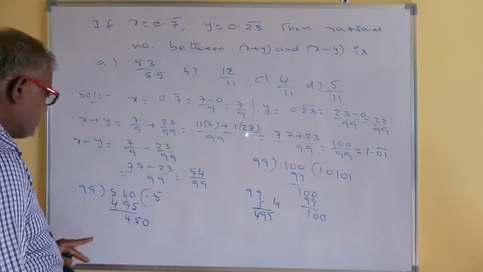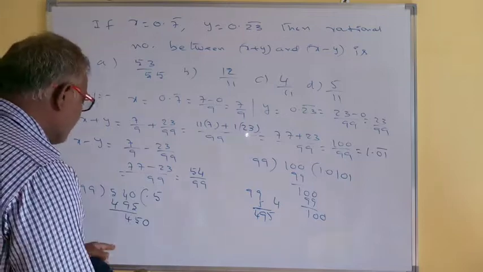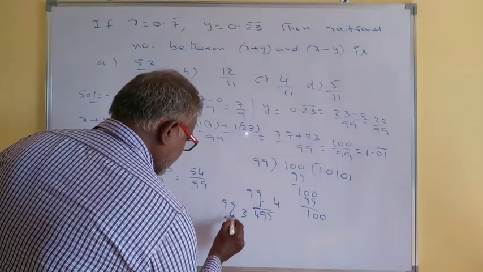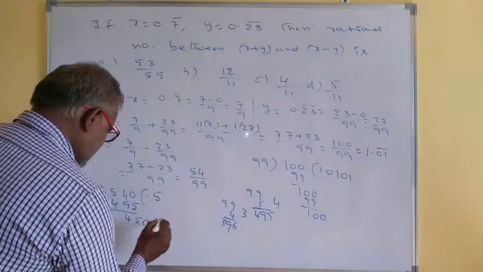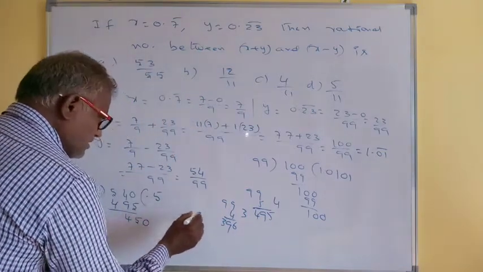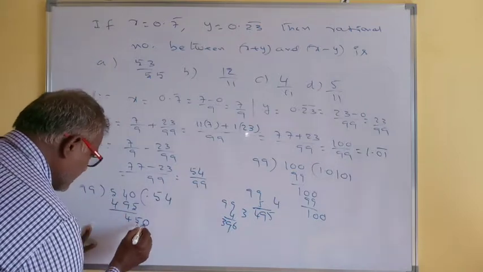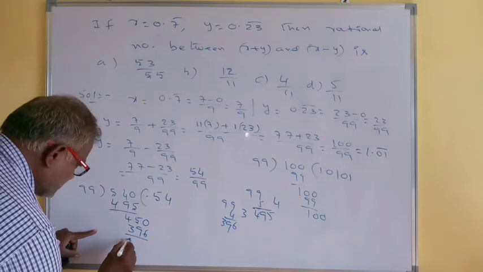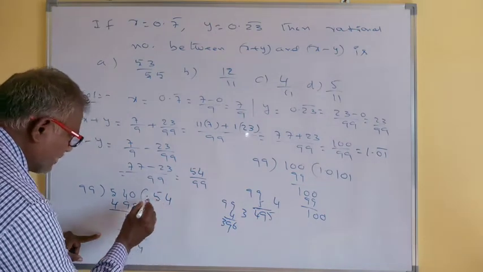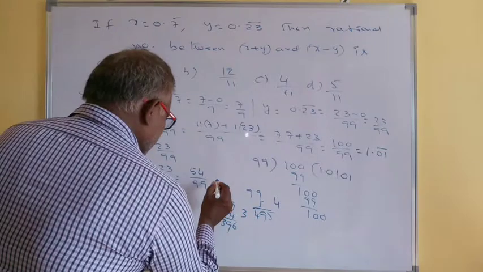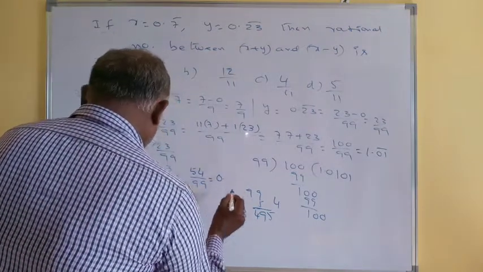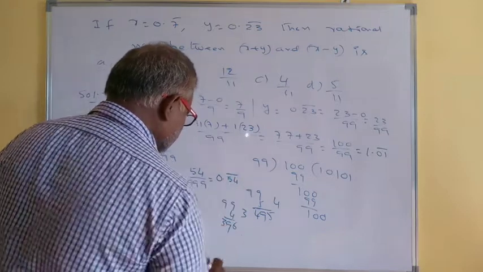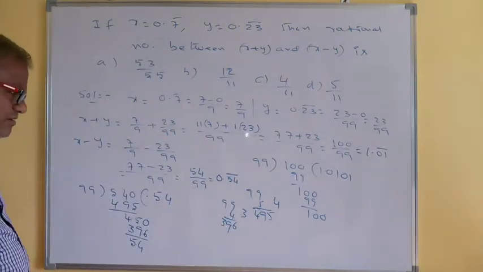Again put 0. Here 99 fours. 4 nines are 36. 4 nines are 36, 39. So this is nothing but 396. That means again 54. Again repeat. That means this value is nothing but simply 0.54 bar.